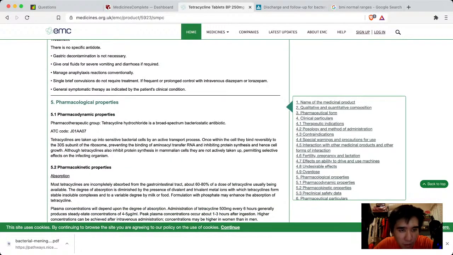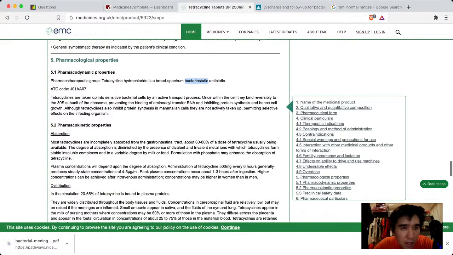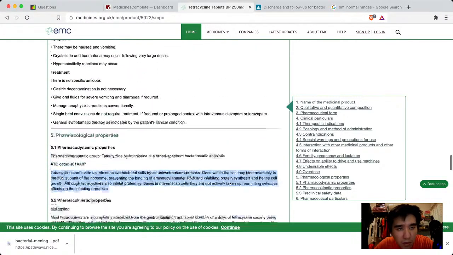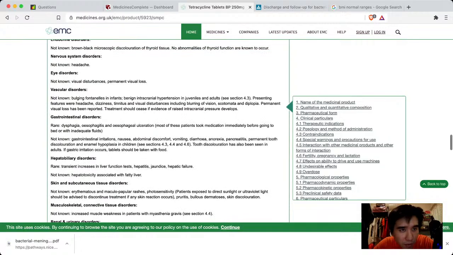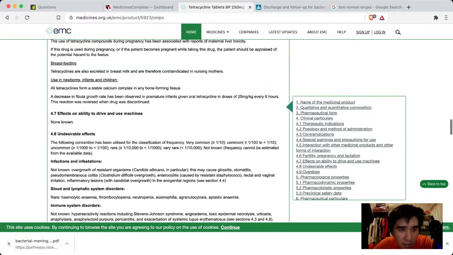Pharmacodynamic properties: tetracycline hydrochloride is a broad-spectrum bacteriostatic antibiotic. Tetracyclines are taken up into sensitive bacterial cells by an active transport process. Once within the cell, they bind reversibly to the 30S subunit of the ribosome. So it affects the ribosome. You don't want that for pregnant women. Hence, it inhibits protein synthesis and cell growth. So that's why you want to prevent using it in pregnancy. I mean, it's contraindicated in pregnancy.